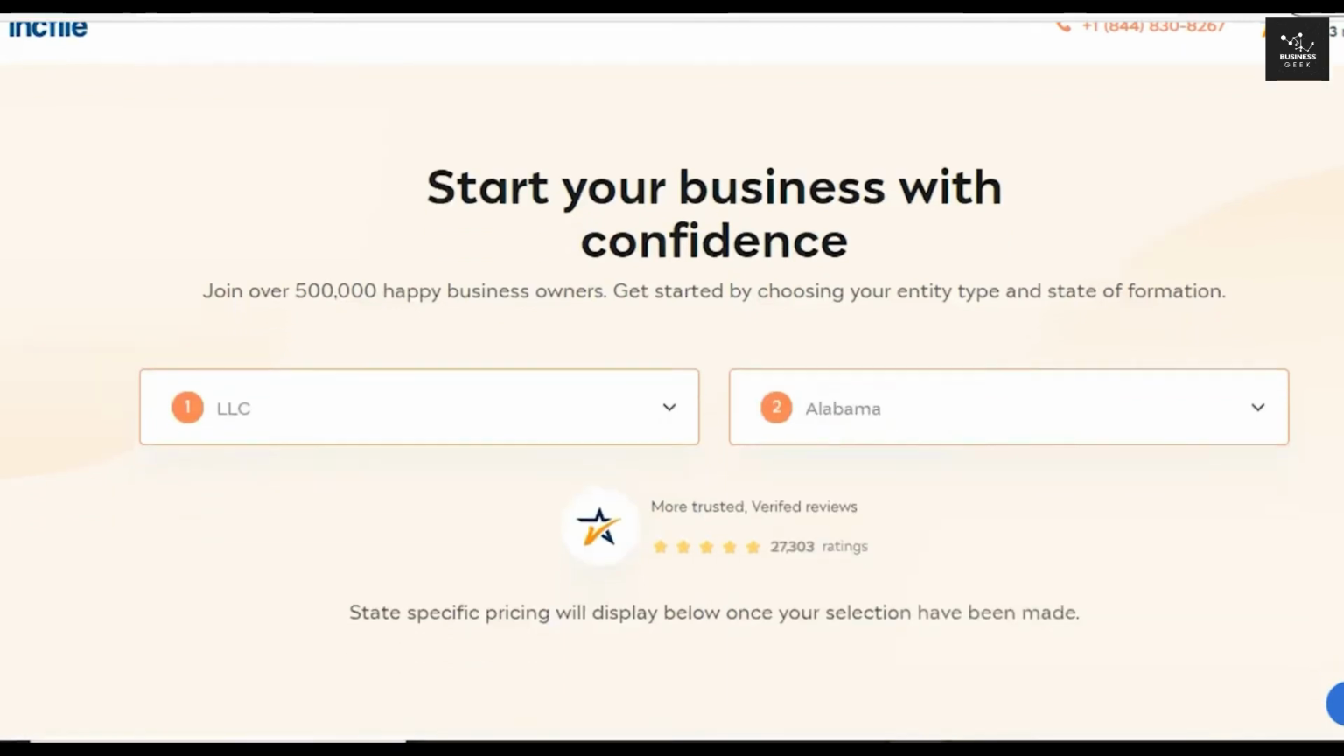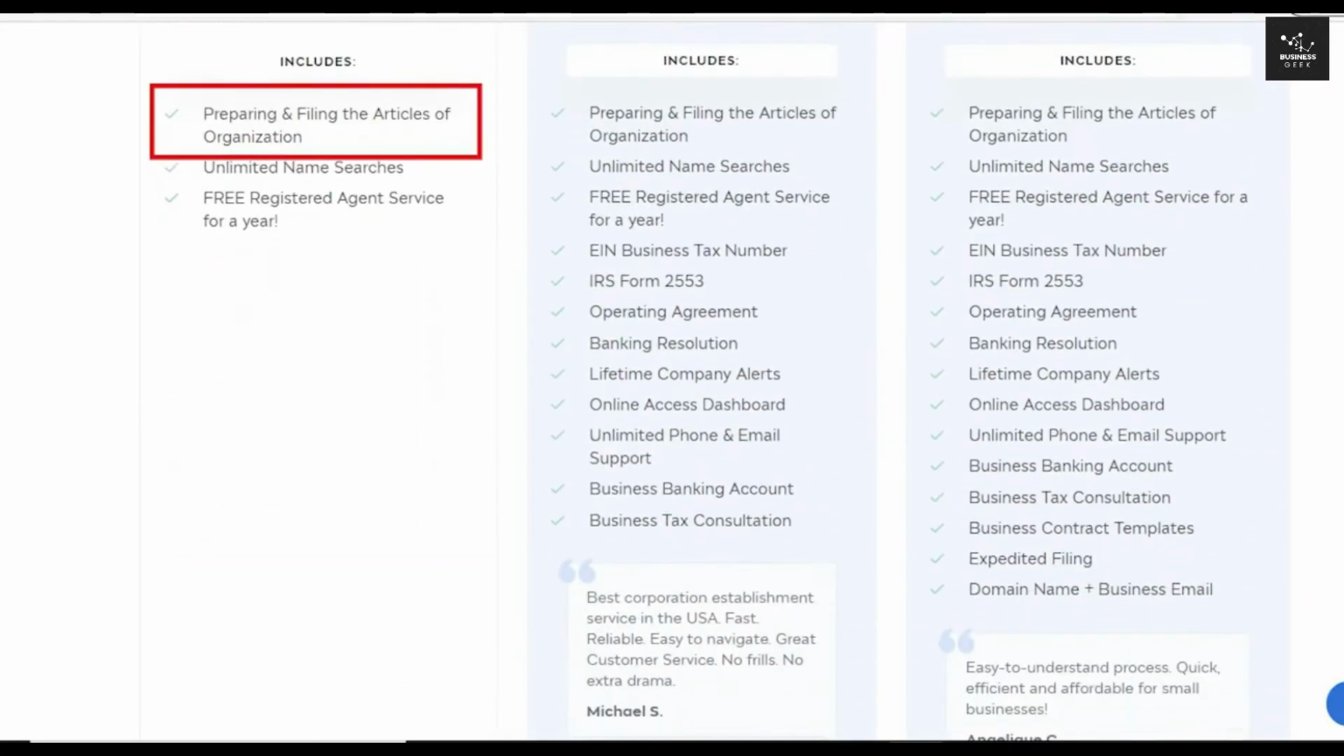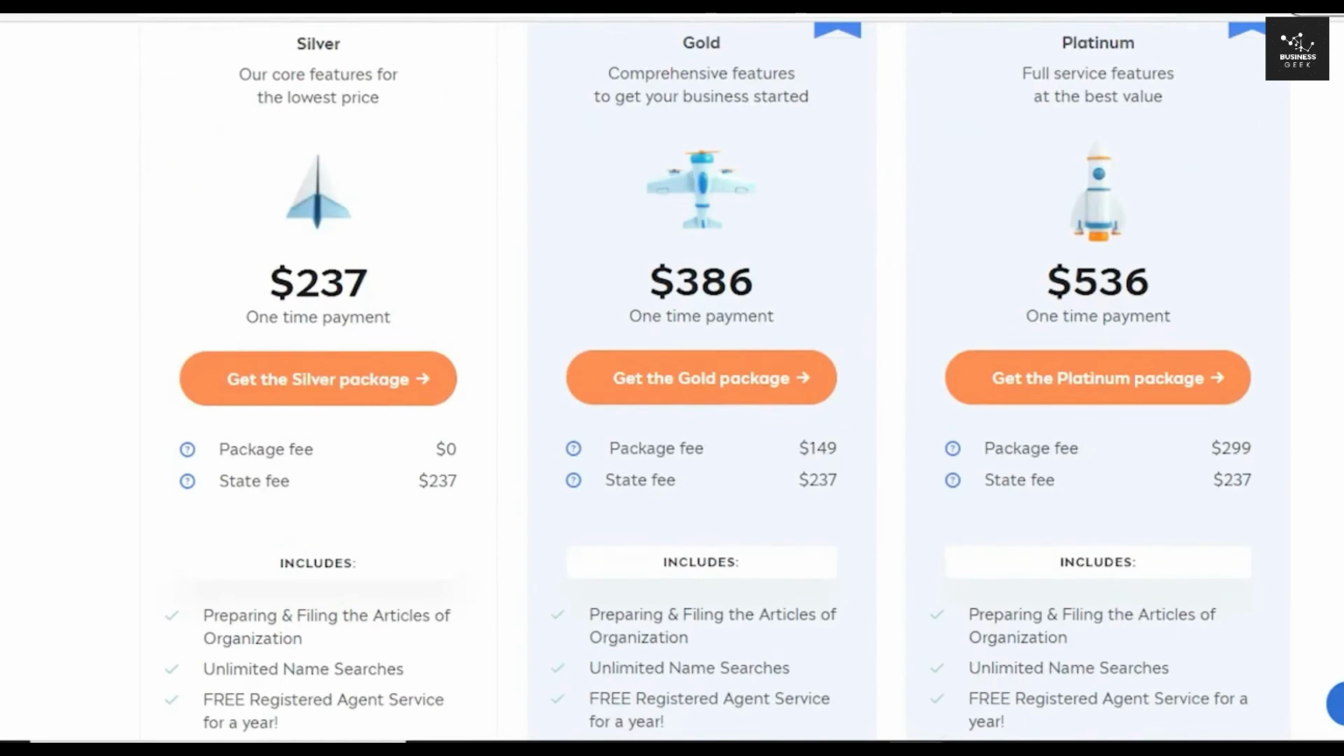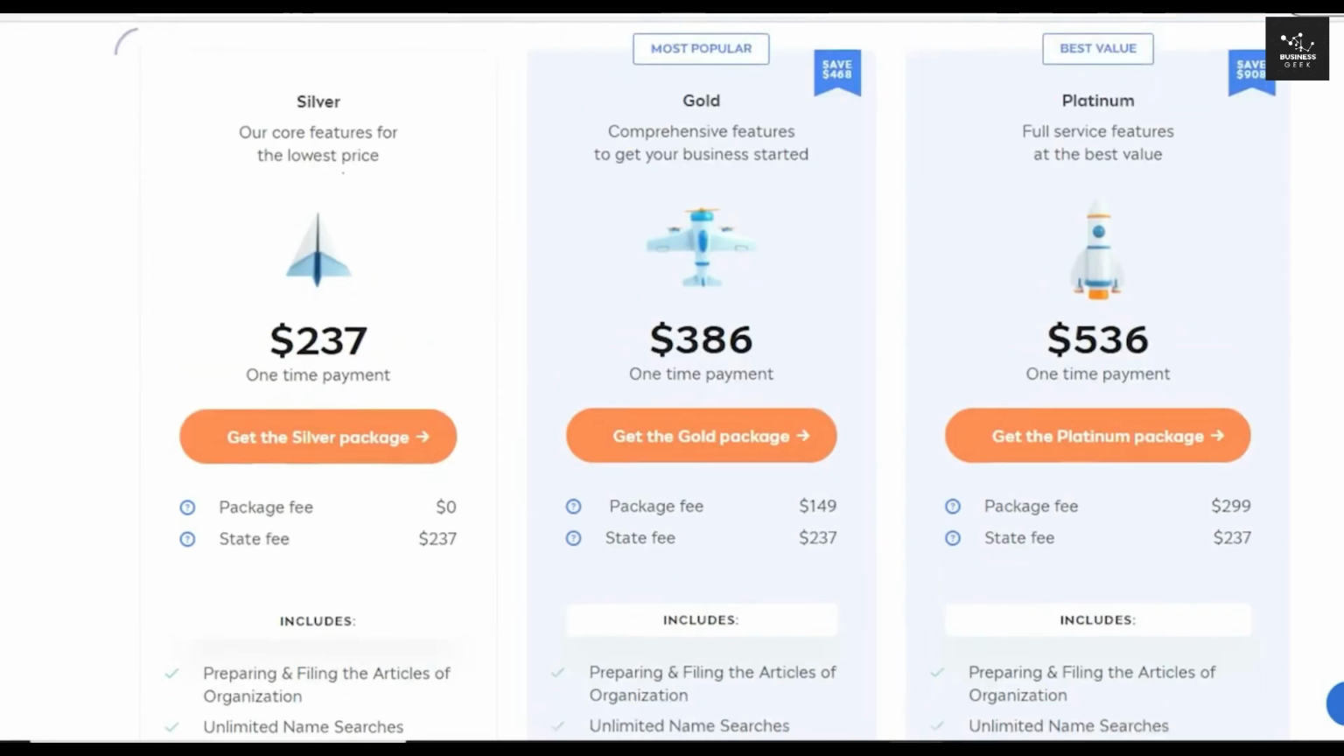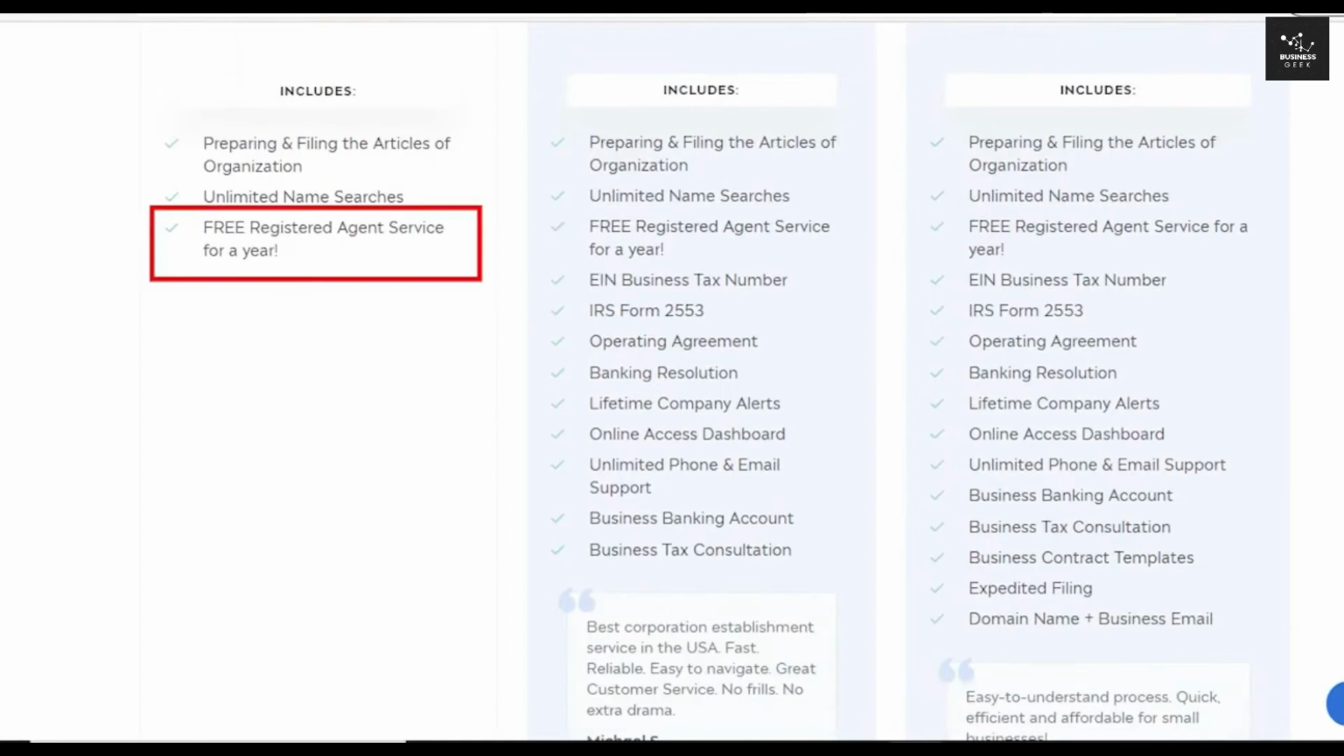IncFile is one of a kind as it offers a free package with services such as preparing and filing your articles of organization. Well, you still have to pay $237 for the state fees, which you would have to do anyway if you chose the DIY option. But looking at the bigger picture, all other companies will still charge their service fee on top of state filing fees. IncFile does not collect this fee. This plan already includes a free registered agent for your first year of subscription, and $119 annually moving forward if you decide to continue the service after the first year.